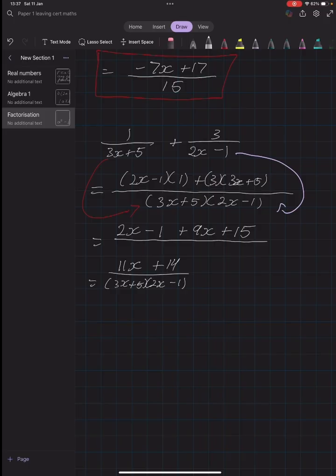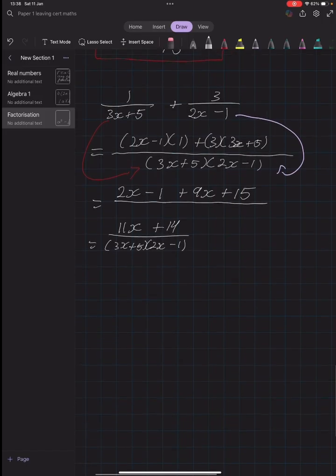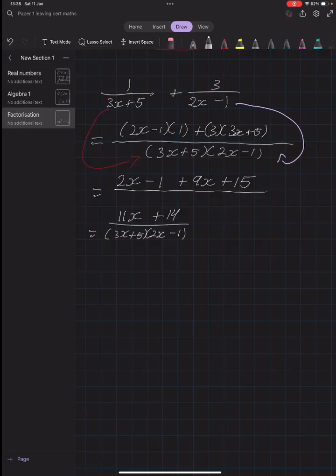Now, can anything from the bottom divide into the fraction on the top? No. If we happen to get 3x plus 5 on the top and 3x plus 5 down the bottom, then I would cancel them out or divide them out and get 1 over 2x minus 1, but I don't. So nothing can be gotten rid of from here.